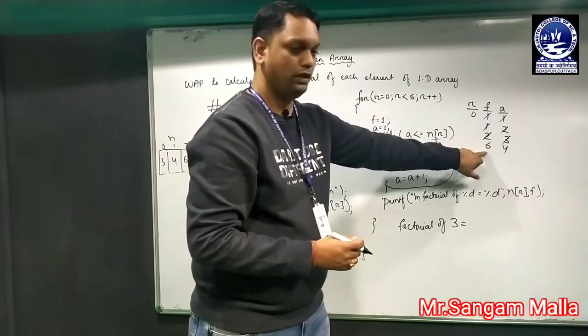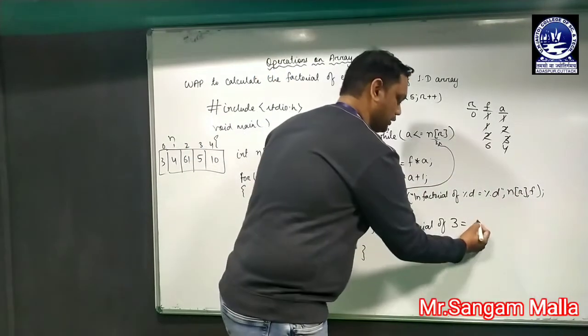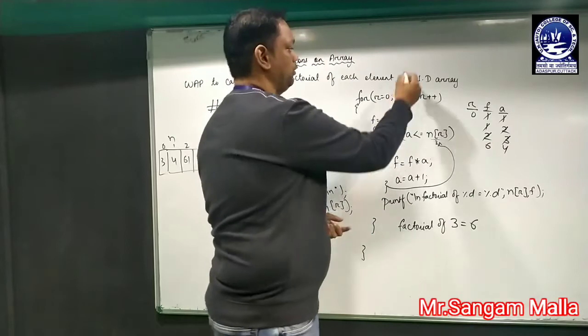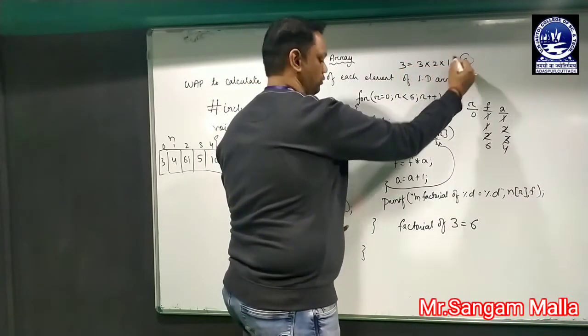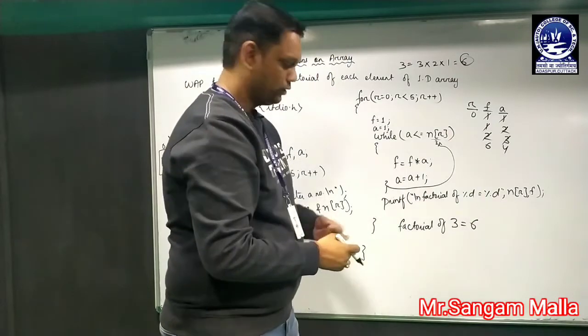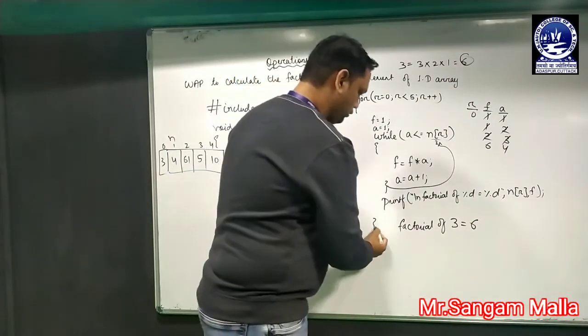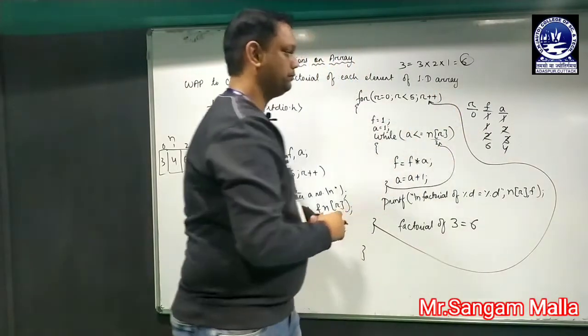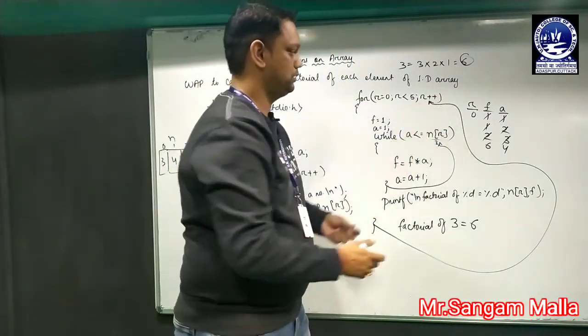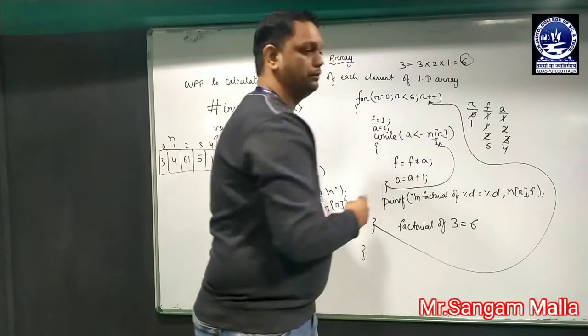So what is the value of f over here? It is 6. So as we know, the factorial of 3 is 3 into 2 into 1, that is 6. So we have got the value also 6. So when it comes over here, it will be redirected to this condition. That means r plus plus. Now the value of r will be incremented to 1.